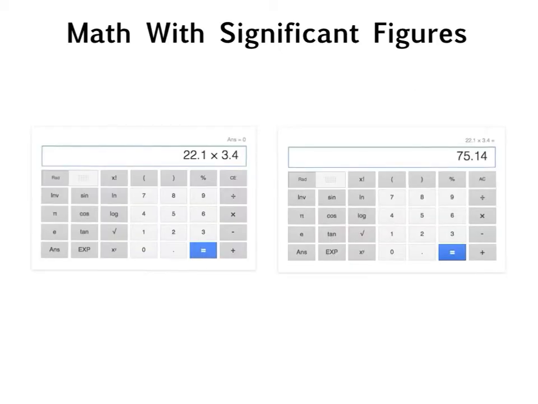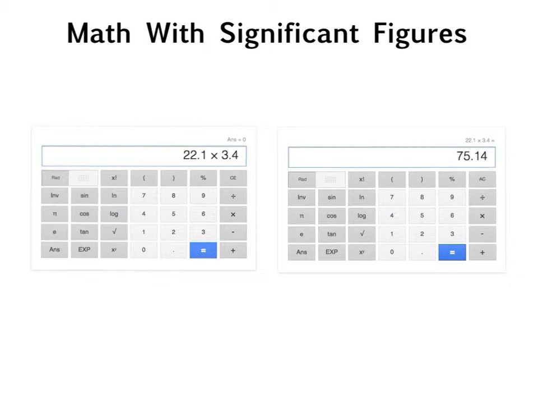Now that we can count the number of significant figures in a measurement, we can see how we use them when we combine measurements mathematically. So let's use an example with a calculator to multiply 2 numbers. If I multiply 22.1 by 3.4, my calculator will give me the answer 75.14. Now, does this make sense?